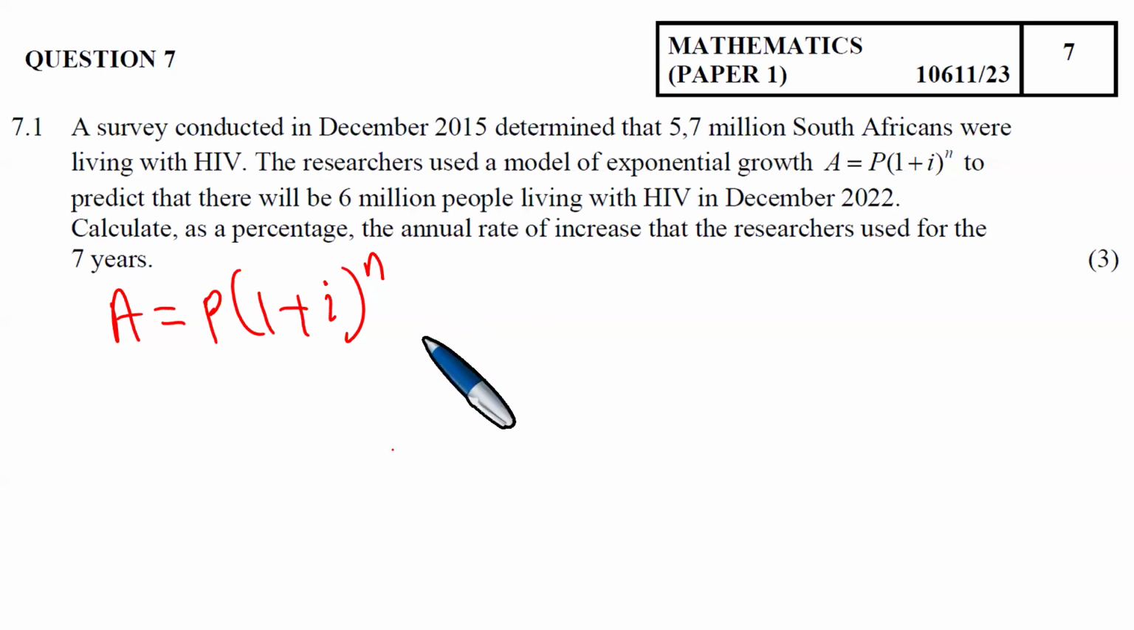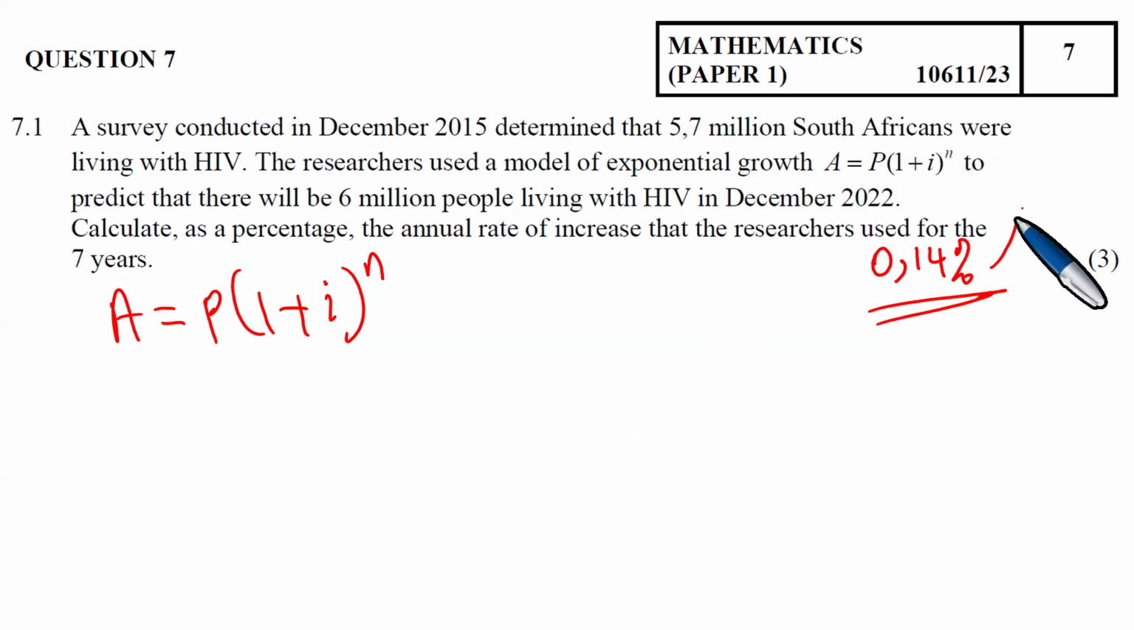So I'm done. What answer did you get, Nombuso? I get 0.14%. 0.14%, right? Okay, let's write your answer down. That's fine. Perelelo, what answer did you get? We shall do it together, remember? So this answer came from Nombuso. Perelelo, what answer did you get?